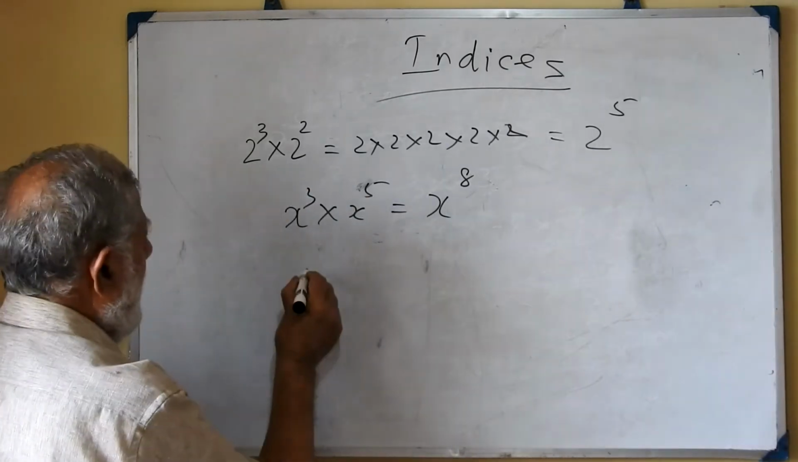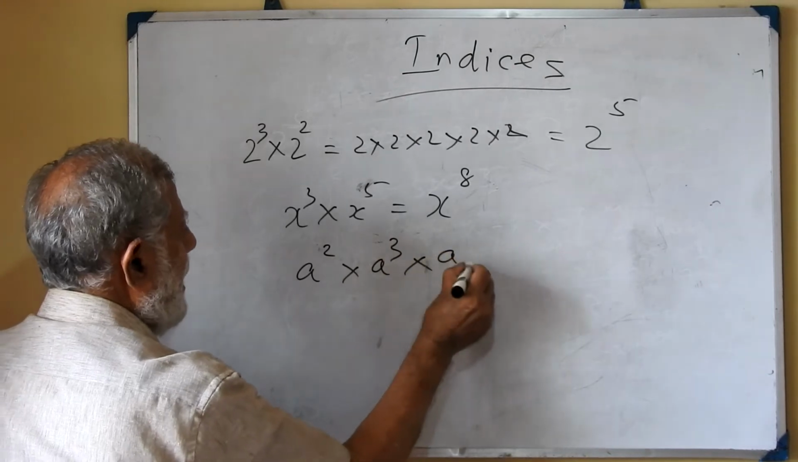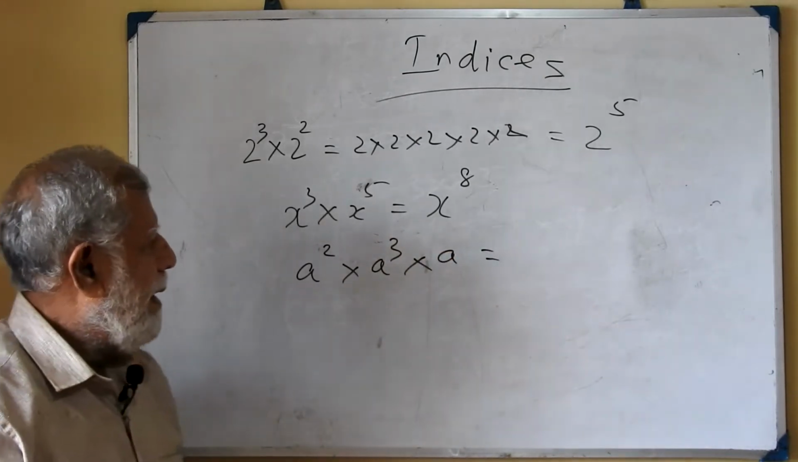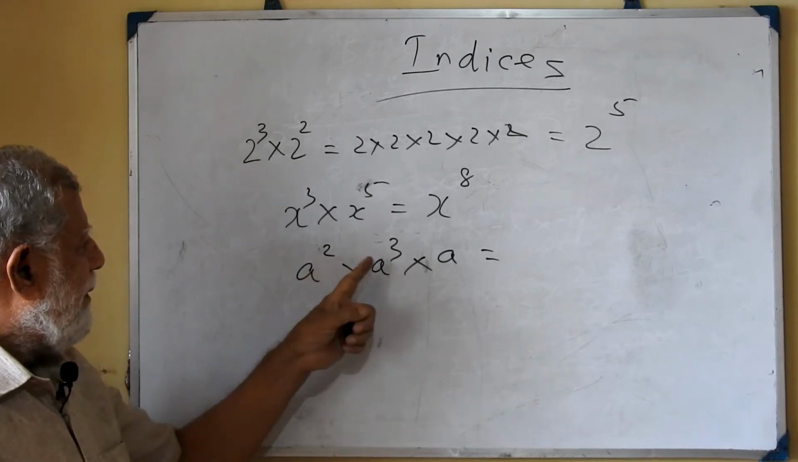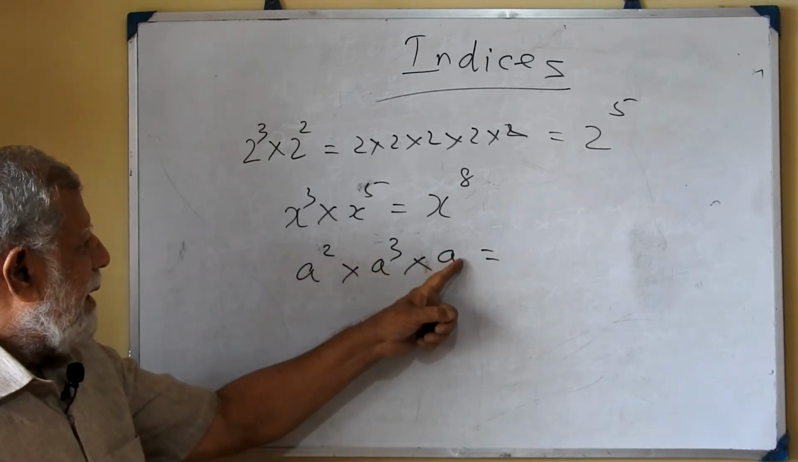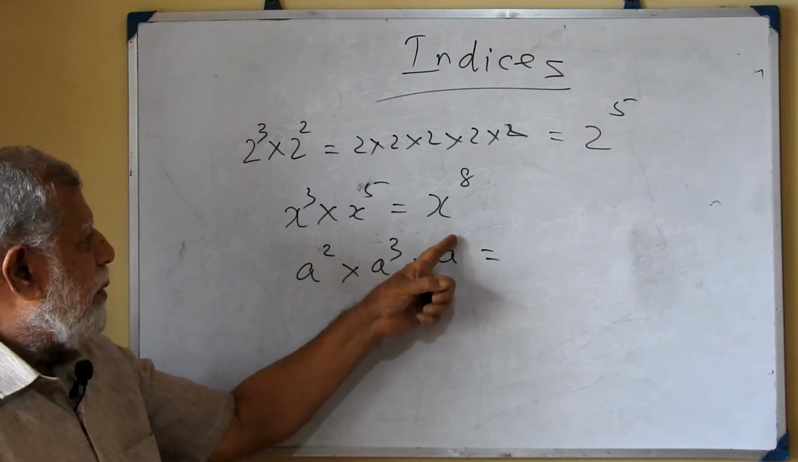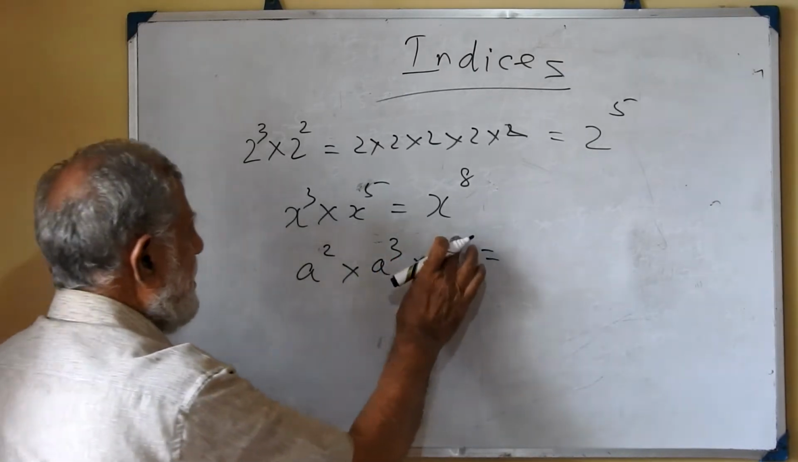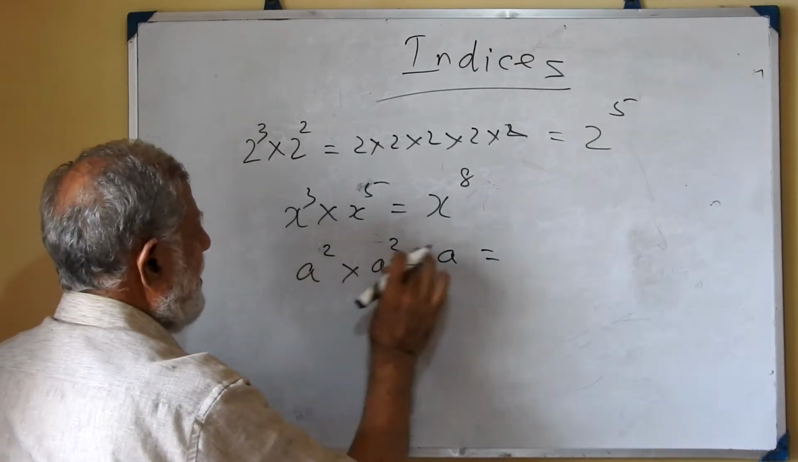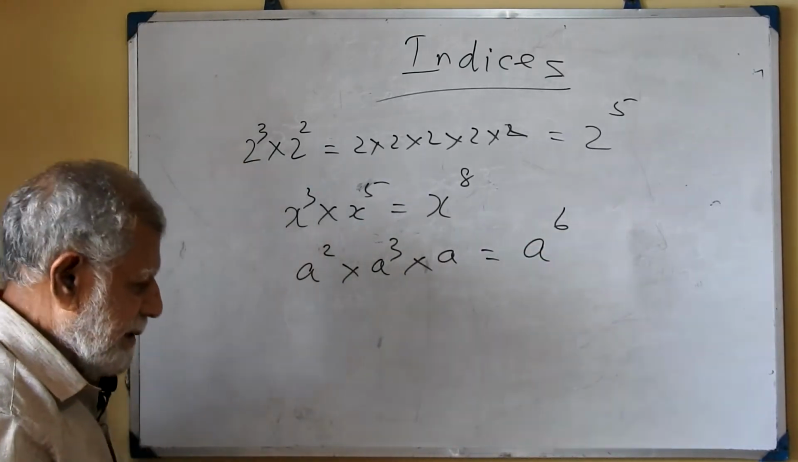Look at this one. a squared into a cubed into a. What's the answer here? We have to add the powers. Power here 2, power here 3, and what is the power here? Power here is 1. We don't write that one. Many children don't know that there is 1 here and they just omit that. So there is 1 here, you must know that. So the power is 3 plus 2 plus 1. So a to the power of 6.